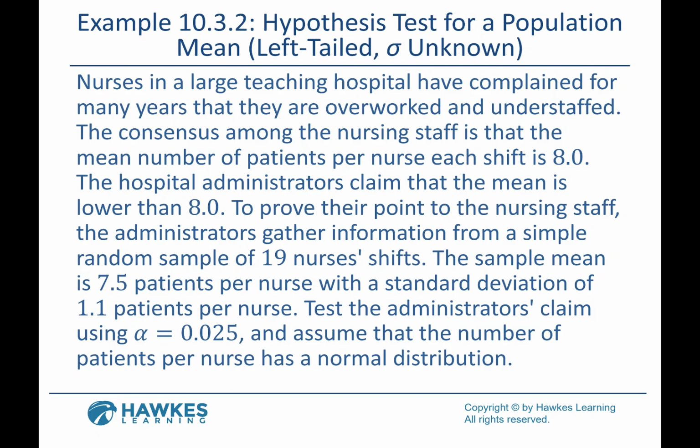So we want to figure out what claim we're testing, right? We want to get our alternative hypothesis. It tells us test the administrator's claim. If we go back some, it says the administrator's claim that the mean is lower than 8. So that's going to be our alternative hypothesis. That will get us started. So step 1, we'll have our alternative hypothesis that the mean is lower than 8. So mu is less than 8.